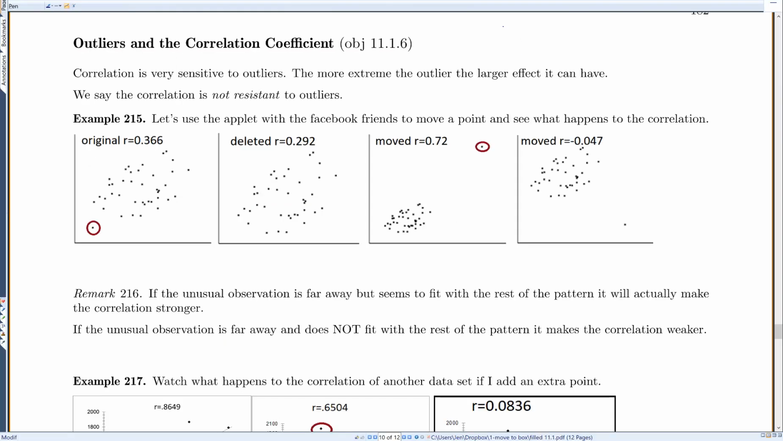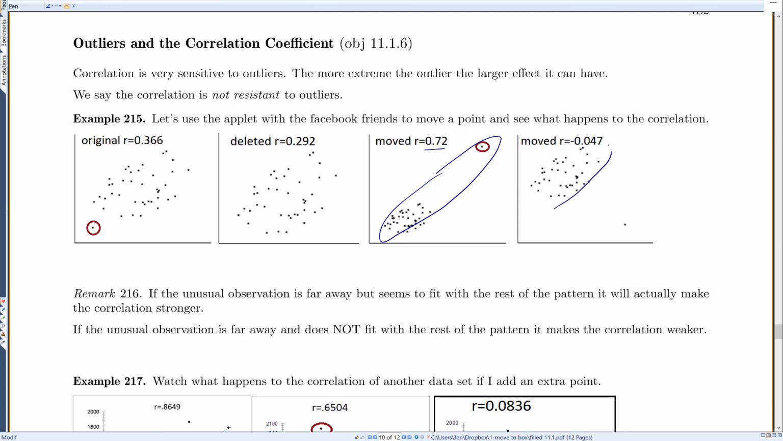Okay. So I have a few written on here for you. This was our point that we said maybe it was unusual. This is my original data set, the correlation 0.366. I first deleted it and my correlation actually went down a little bit. I moved it out here so it fit with the pattern. It fits with the same pattern, but it's way out here far away, and my correlation jumped all the way up to 0.72.